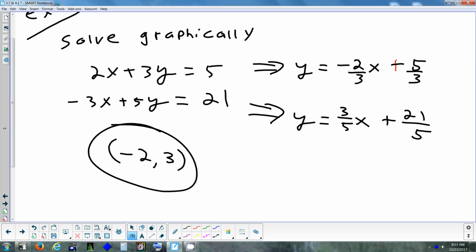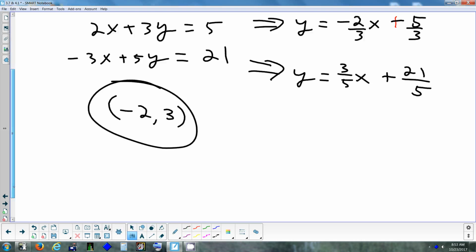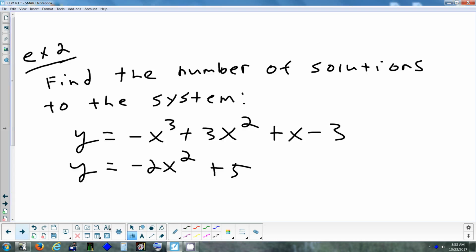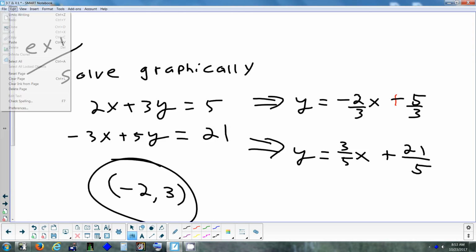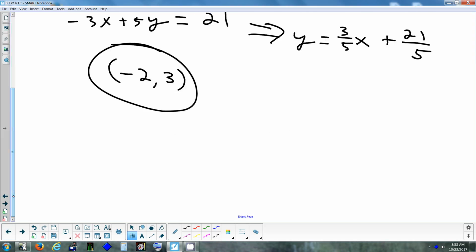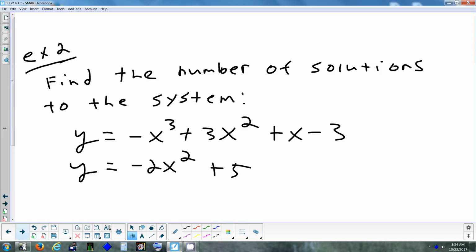Any questions on how we found the intersection point with the two lines? Okay, so sometimes it might already be arranged for y for you. If it's not, you need to do that first. Okay, let's try this one.